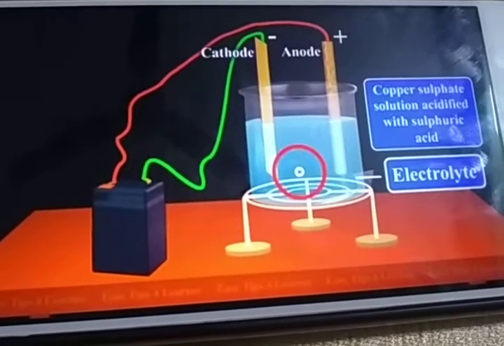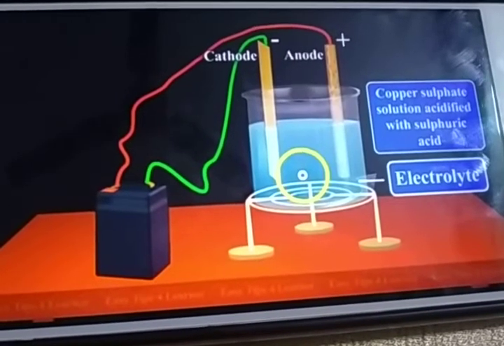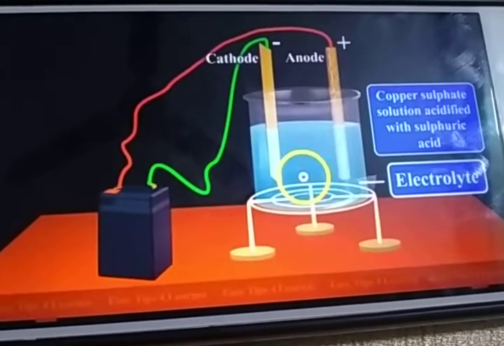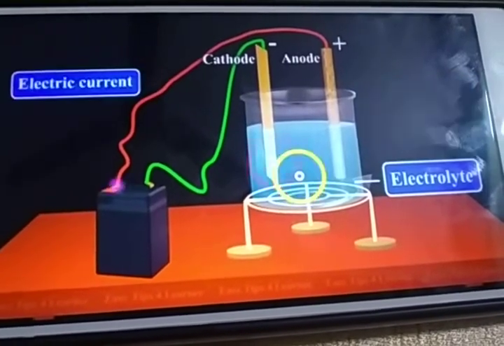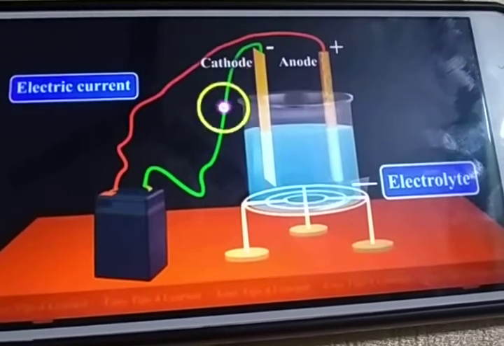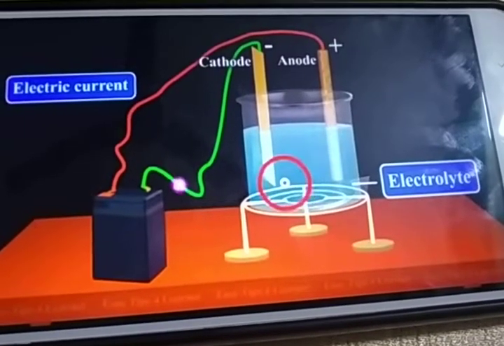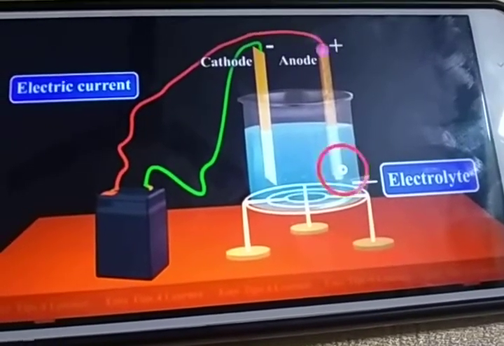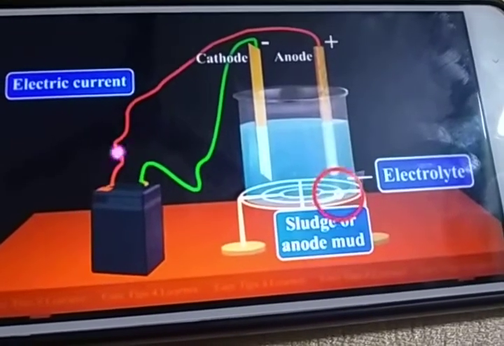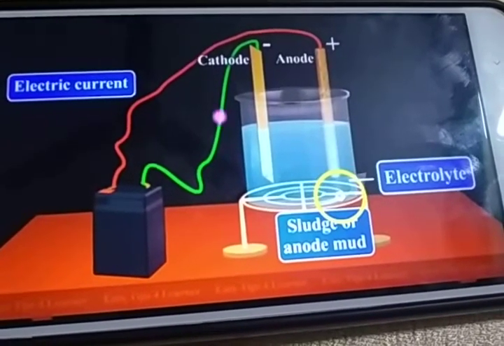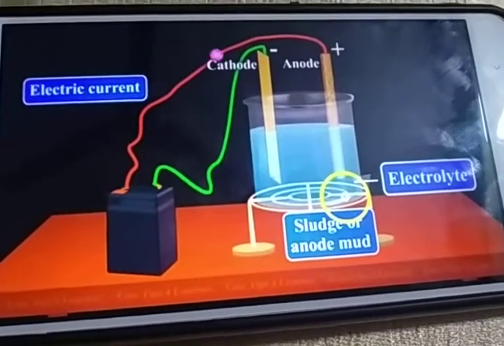Copper sulfate solution acidified with sulfuric acid is taken as electrolyte. When electric current is passed through the electrolytic solution, pure copper gets deposited on the cathode. Impurities settle near the anode in the form of sludge called anode mud.